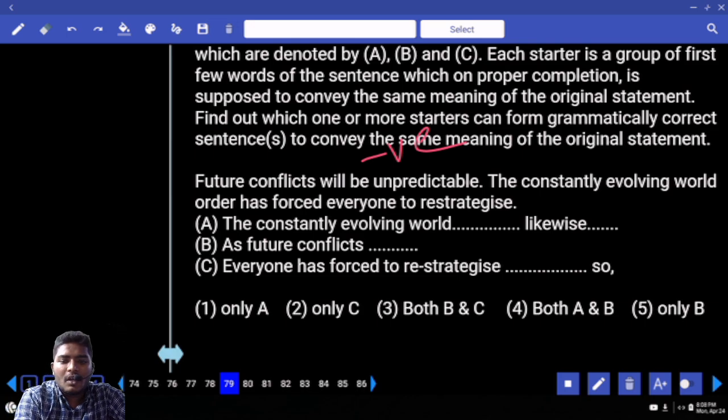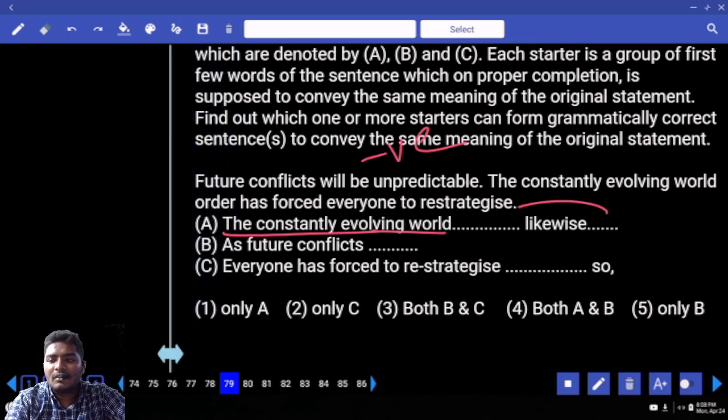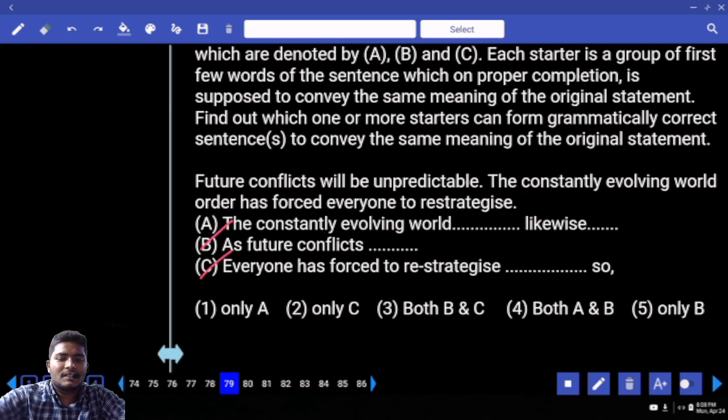Look at the first one. The constantly evolving world. What is it given here? Likewise. What does the word likewise show? It shows similarity. Are we speaking about similarity? No. Something will be unpredictable, so we have to re-strategize. Likewise cannot be used.